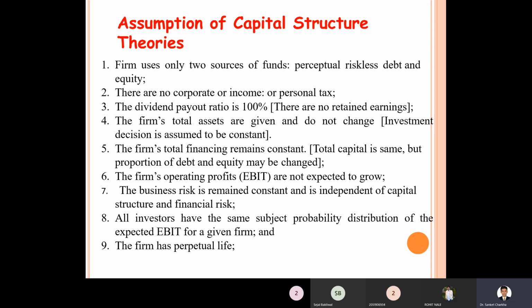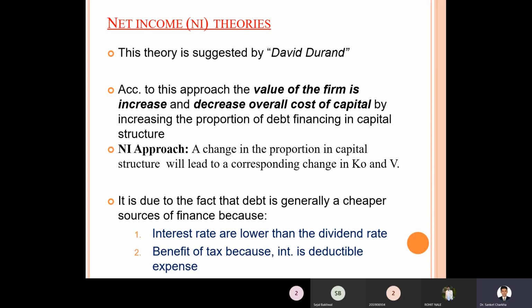And lastly, the firm has a perpetual life. That is, the business activities keep on going again and again, and do not change accordingly. So at this point, we have seen the different assumptions with respect to the capital structure theory.